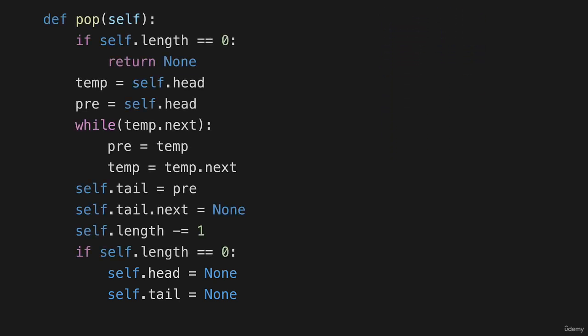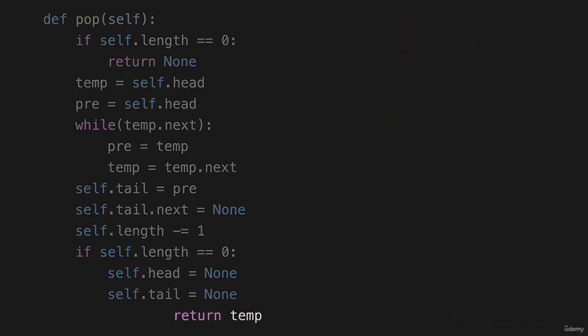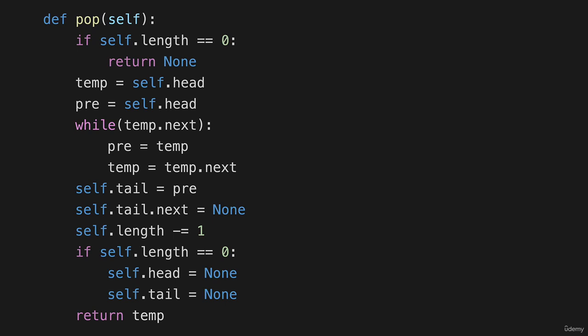So we'll remove this, and there's only one step left, and that is to return temp, which returns the node that we just removed. Okay, so there is all of our code for pop.